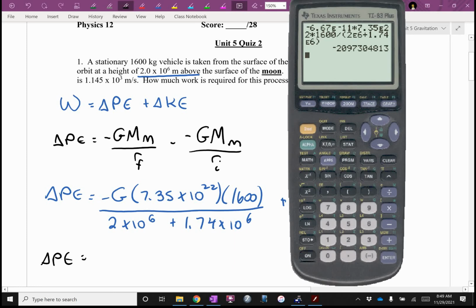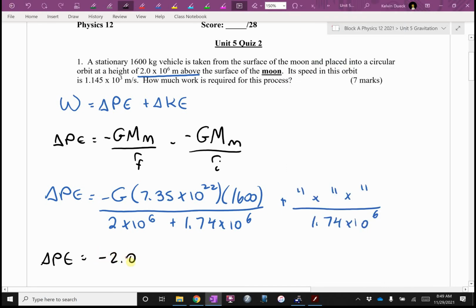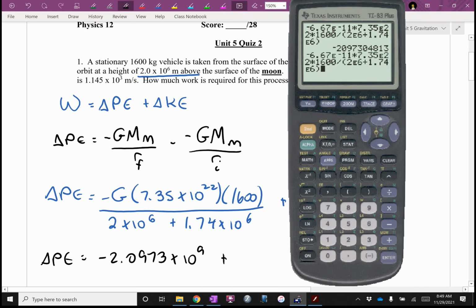Negative 2.0973 times 10 to the 9th. Plus, same thing, but I can ditch the negative, and it's just going to be the radius of the moon. And I get 4.508 times 10 to the 9.